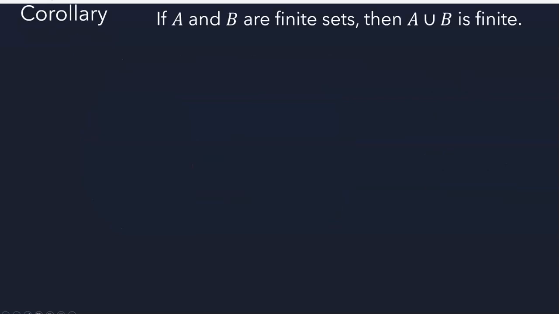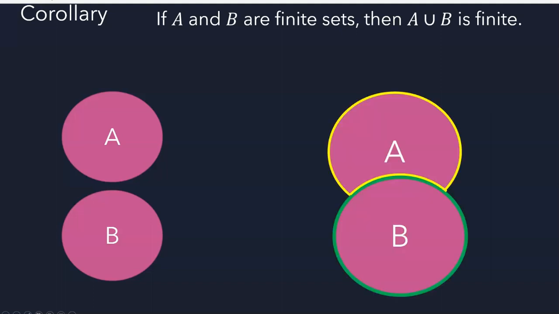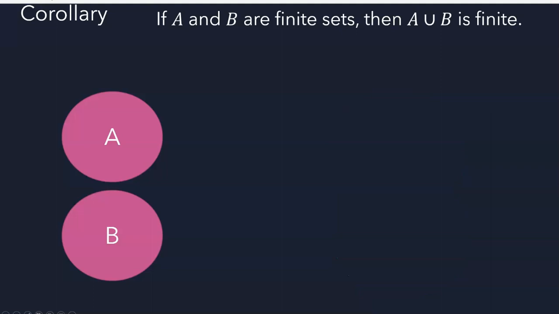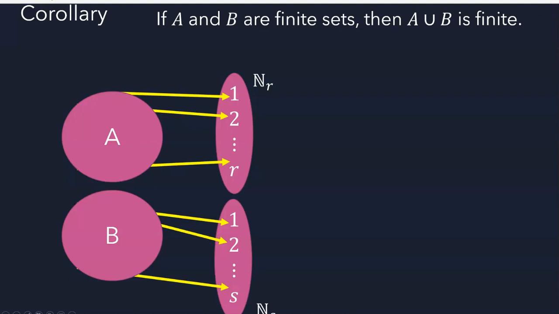If A and B are finite sets, then A union B is finite. I'm going to assume A and B are disjoint, because if they weren't disjoint, I could force them to be disjoint by saying, okay, I'm going to look at A, but then throw out all the stuff from A that is in B, and then have B all by itself. So I can assume, without loss of generality, that A and B are disjoint. Now, if A is finite, it's equivalent to some n sub r. So I've got a nice one-to-one mapping from A to n sub r. If B is finite, I have a mapping to, say, n sub s for some s.